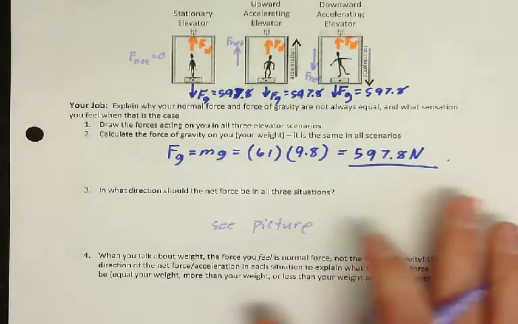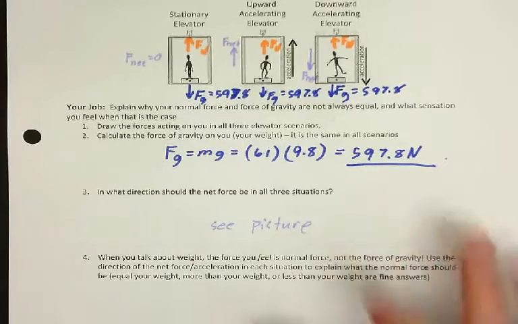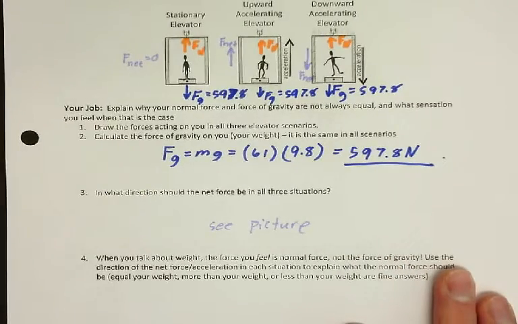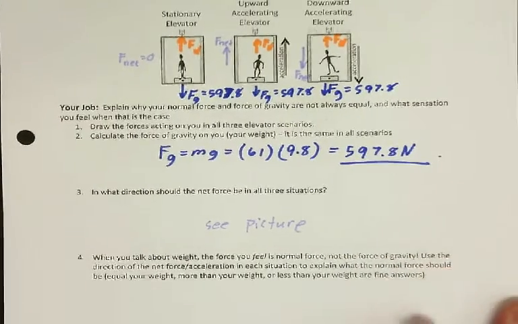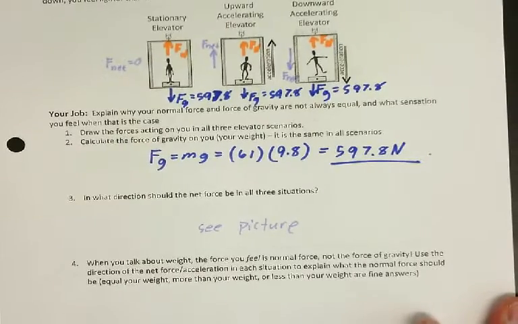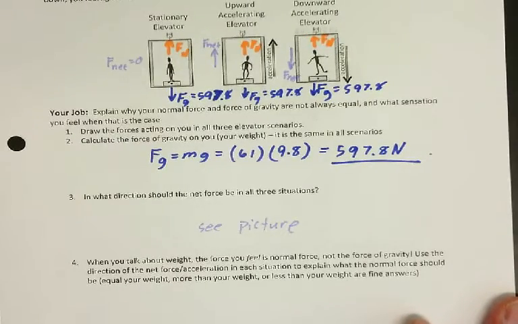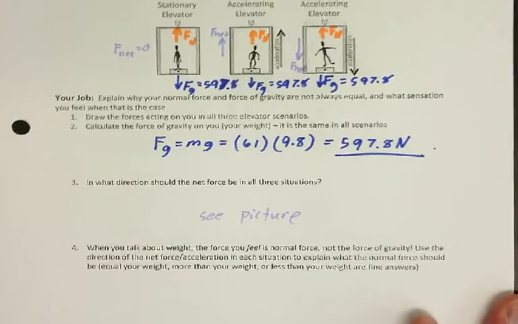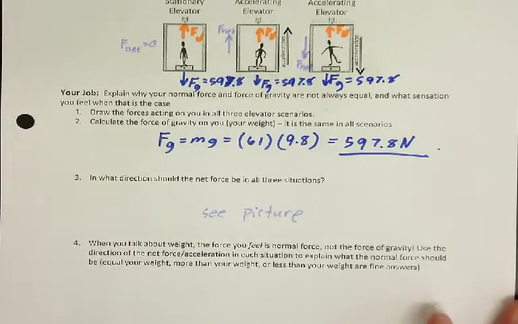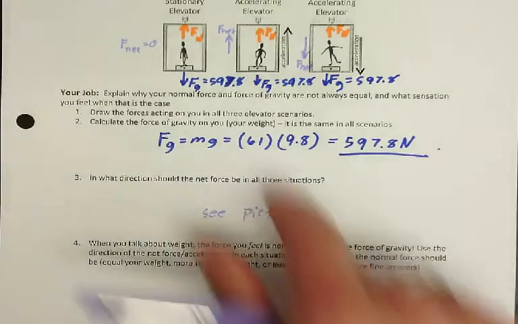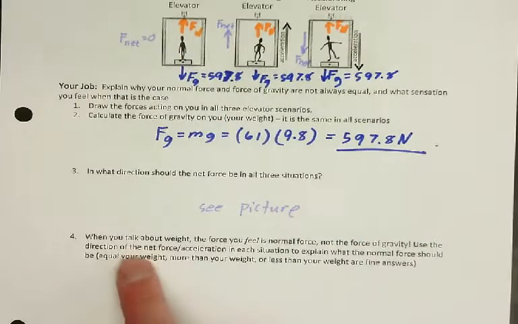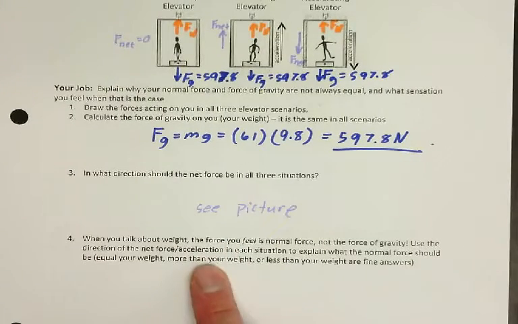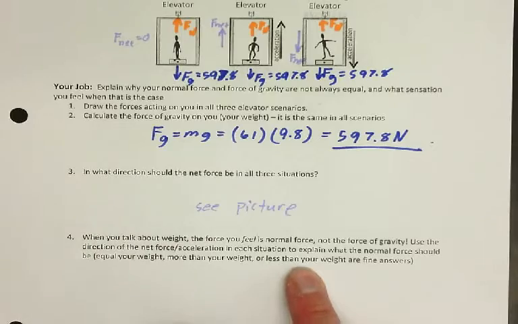When you talk about weight, the force you feel is the normal force, not the force of gravity. Use the direction of the net force / acceleration in each situation to explain what the normal force should be. Equal to your weight, more than your weight, or less than your weight are fine answers. I want you to look at each of these and tell me what the normal force should be. Should it be equal to your weight, more than your weight, or less than your weight?